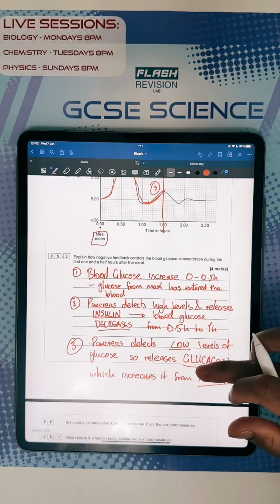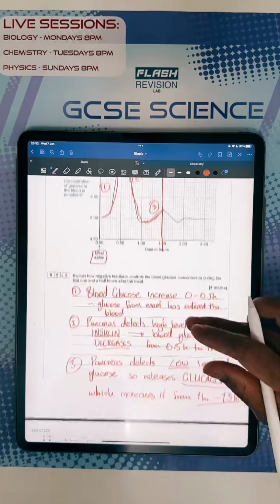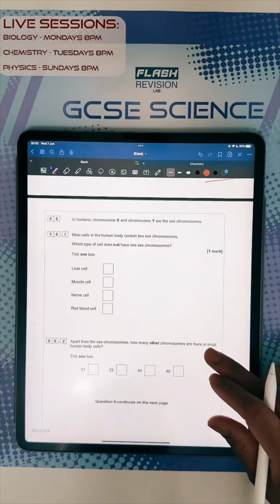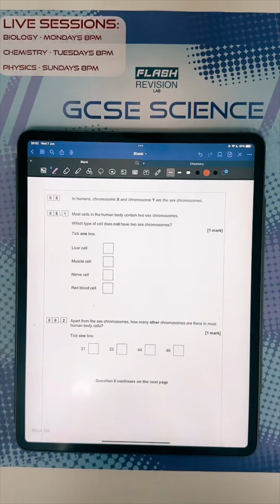Okay. Well done. On to the next one. In humans, chromosome X and chromosome Y are the sex chromosomes. Most cells in the human body contain 2 sex chromosomes. Which type of cell does not have 2 sex chromosomes?